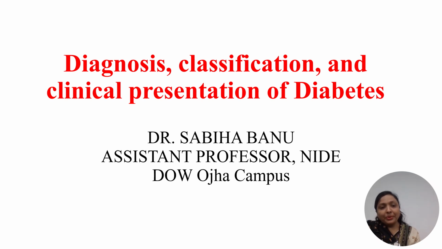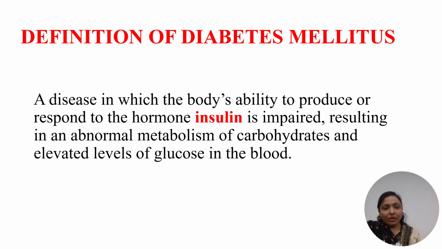Today, I will present the diagnosis, classification, and clinical presentation of diabetes. So, what is the definition of diabetes mellitus? It is basically a disease in which the body's ability to produce or respond to the hormone insulin is impaired. This results ultimately in abnormal metabolism of carbohydrates and elevated level of blood glucose.